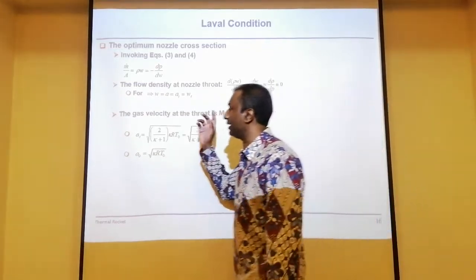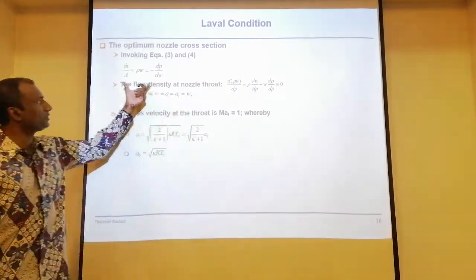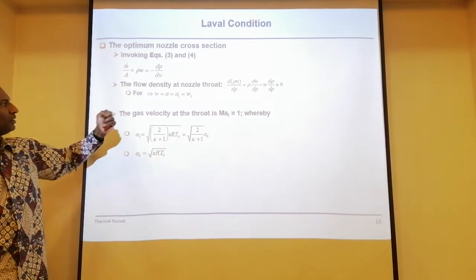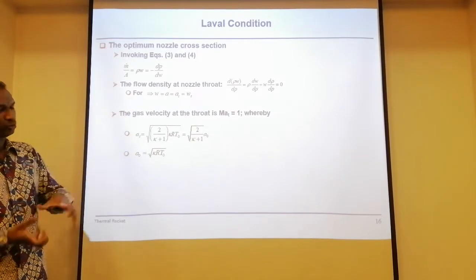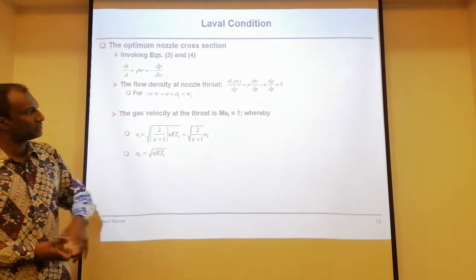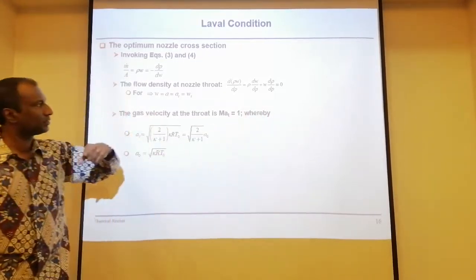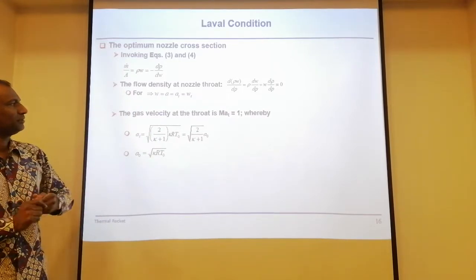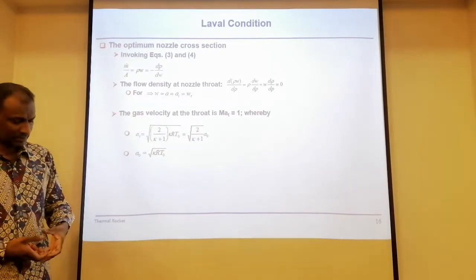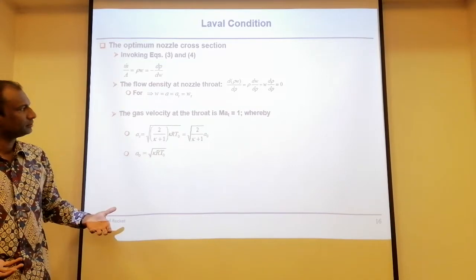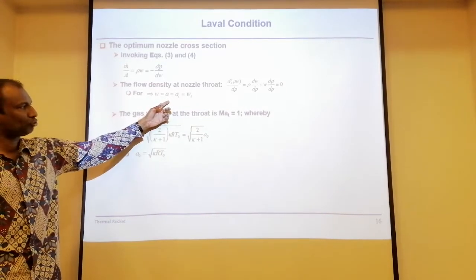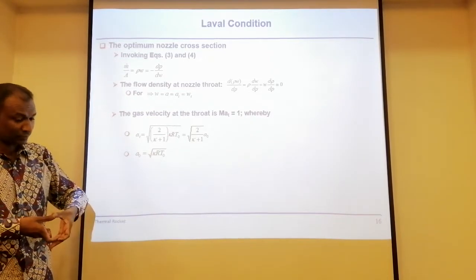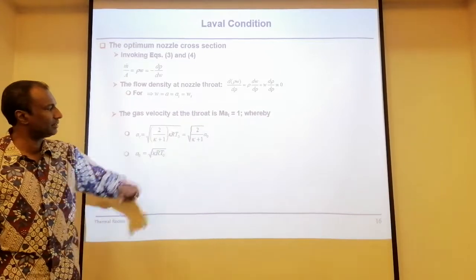Invoking equations 3 and 4, this formulation can be rewritten. M dot over A is rho W. The flow at a nozzle means the flow at the throat. Now if you look at this, it is quite interesting. The velocity W at the throat, there is a velocity at the throat as well, at the convergence of the throat, so I call this W_t.